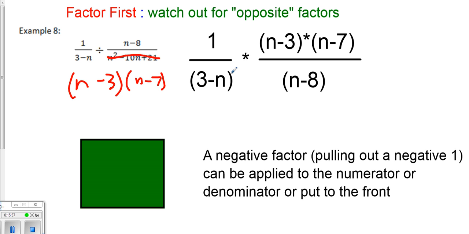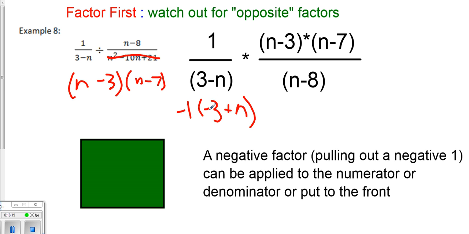So we're going to change this one to negative 1 on the outside. Well, negative 1 times what would make a positive 3? This should be a negative 3. Negative 1 times what would make negative n? This should be a positive n. Notice now, negative 1 is on the outside.